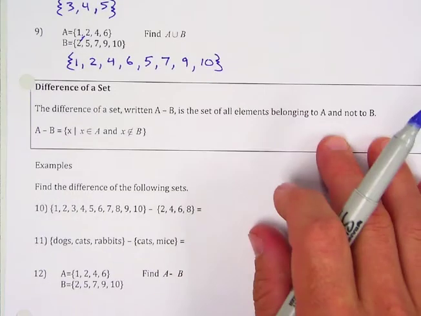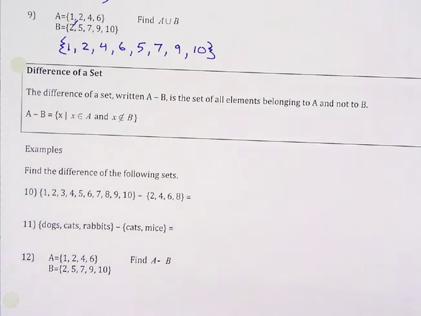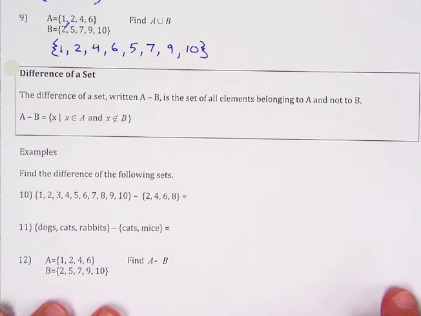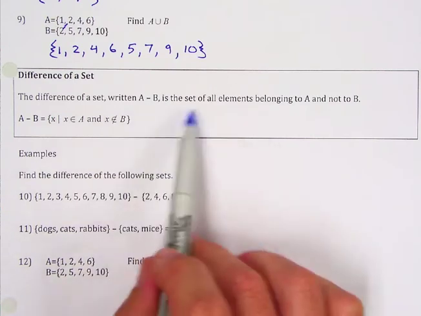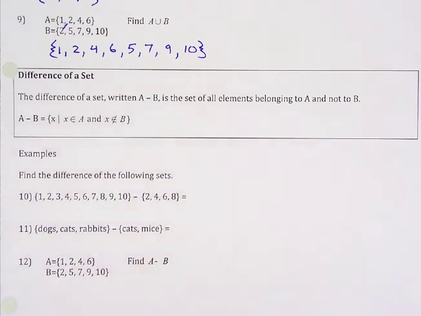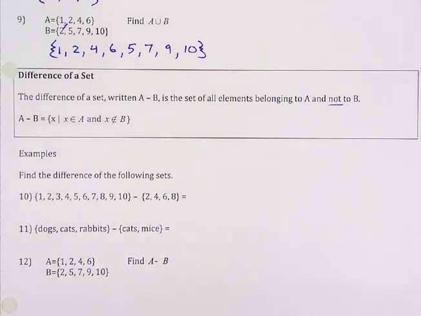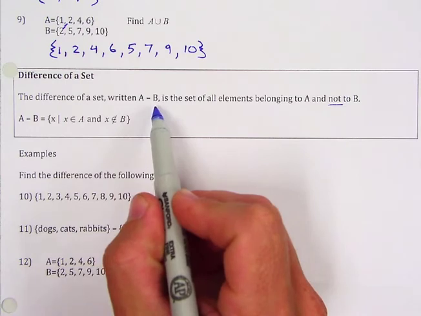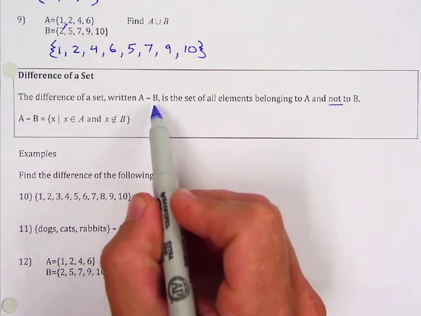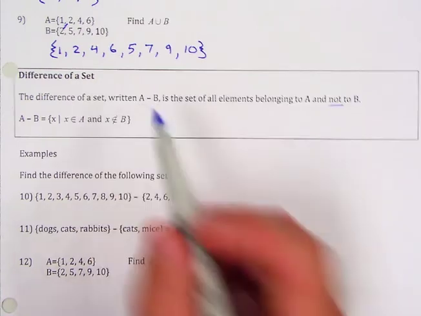And that brings us to our final operation we're going to be talking about today, the difference of a set. So here, the difference of a set, written A minus B, is the set of all elements belonging to A and not to B. Okay. Now in this one, this is the only one where the order matters. Okay. When you're dealing with complement, union, or intersection, the order doesn't matter, but this one does.